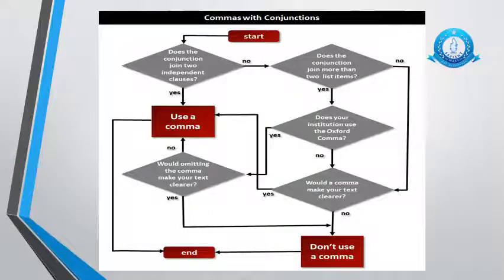Here I have a little chart for you to make things a little easier, where you ask yourself questions. When you have the sentence, you ask yourself, does the conjunction join two independent clauses? If no, then you ask yourself another question. If yes, you go down this map. That way you'll be a lot clearer about when to use a comma and when not to. You can refer to this chart anytime you are confused.